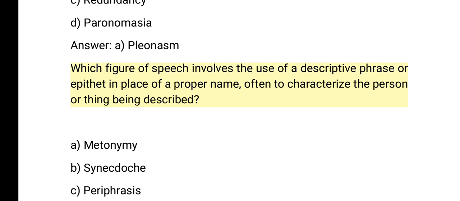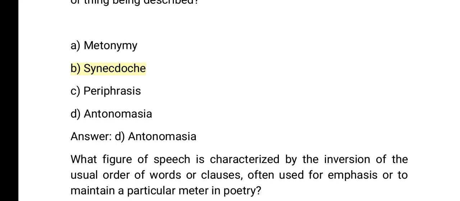Which figure of speech involves the use of a descriptive phrase or epithet in place of a proper name, often to characterize the person or thing being described? A. Metonymy. B. Synecdoche. C. Periphrasis. D. Antonomasia. Answer: D.